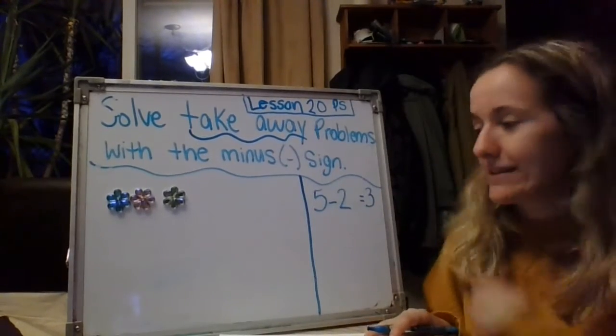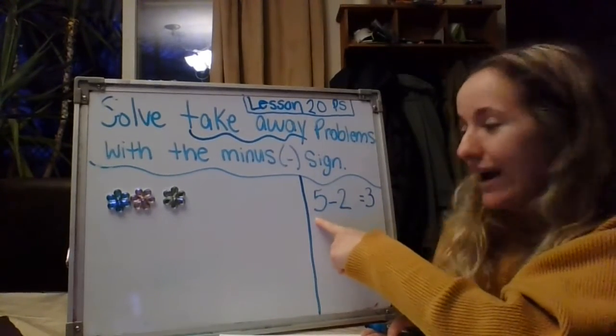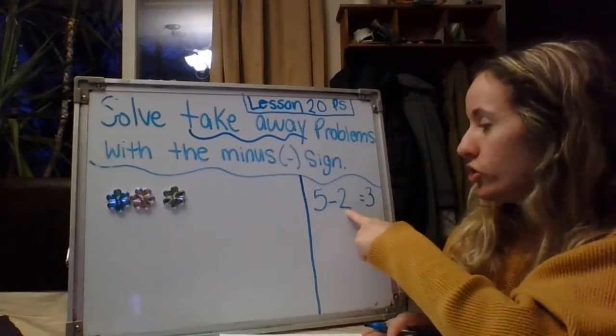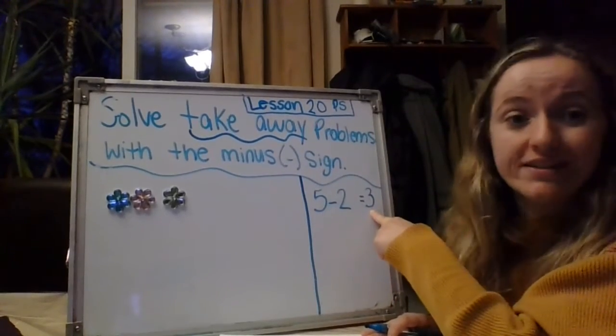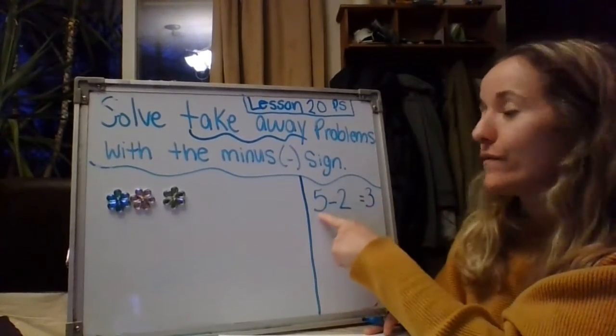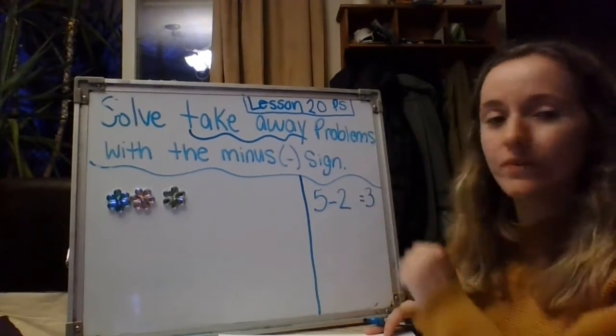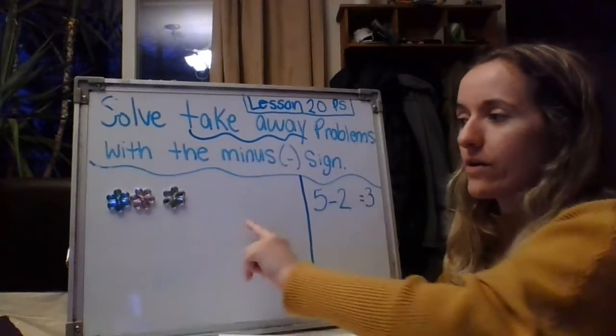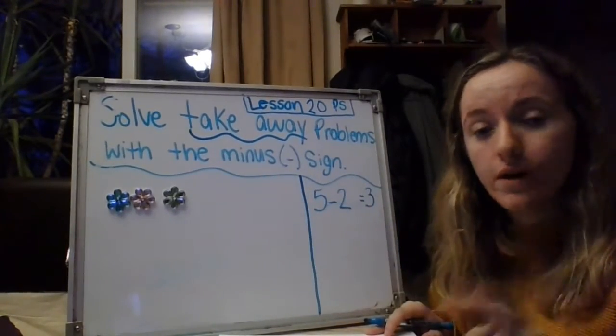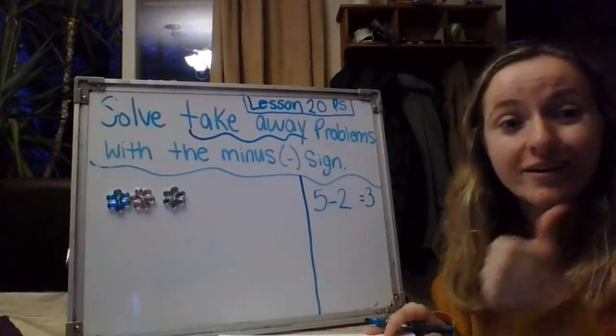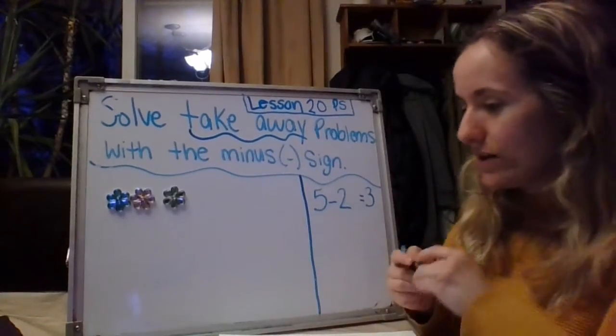So read this along with me as I say it on the board. All right, ready? 5 minus 2 equals 3. Let's say that one more time together. 5 minus 2 equals 3. Remember, we had 5 altogether. We took away 2, and we were left with 3. Great job, guys. All right, let's go on to another one.